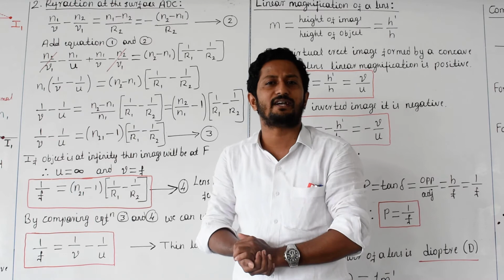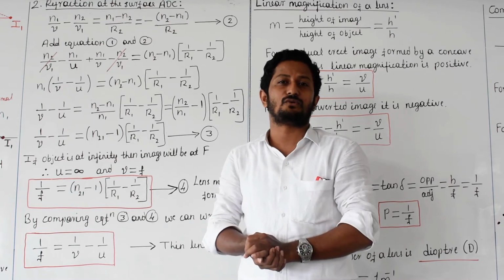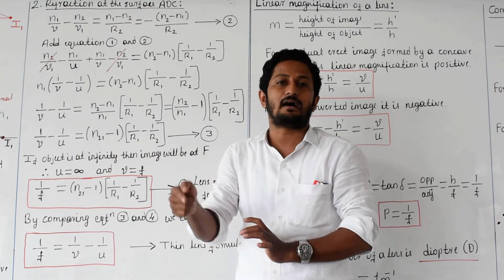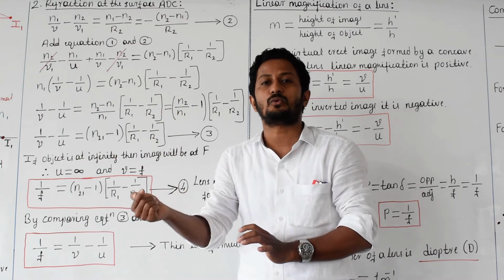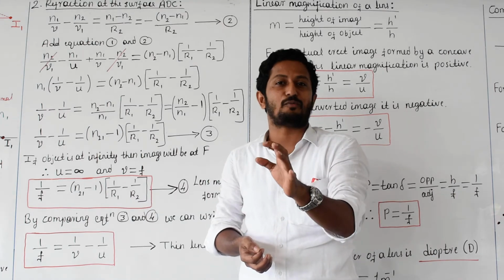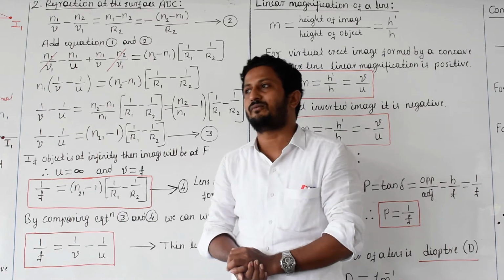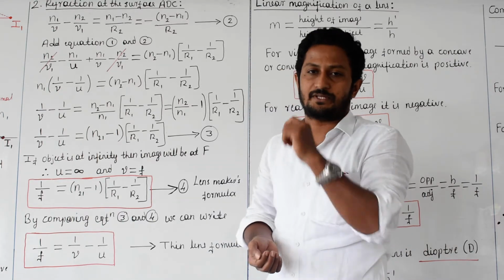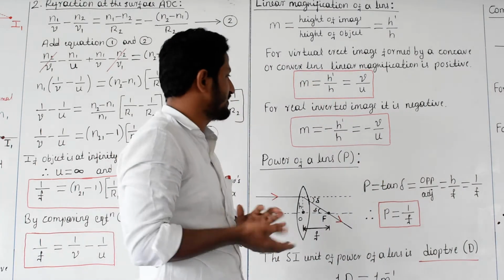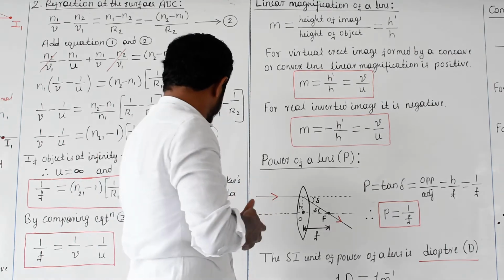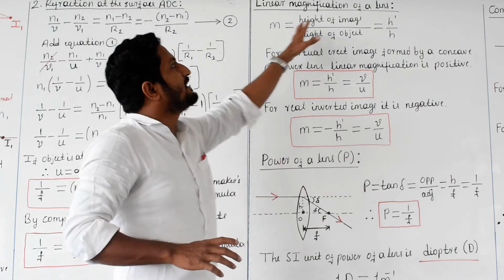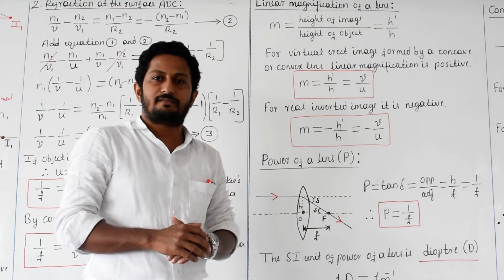And finally you will be getting 1 by f is equal to (n2 minus 1) into (1 by r1 minus 1 by r2). This expression is called the lens maker's formula. Have you understood? Yes, it's a very important expression. You go with that and just practice, you will be getting some perfection over there. After this, now we go with the linear magnification of a lens.